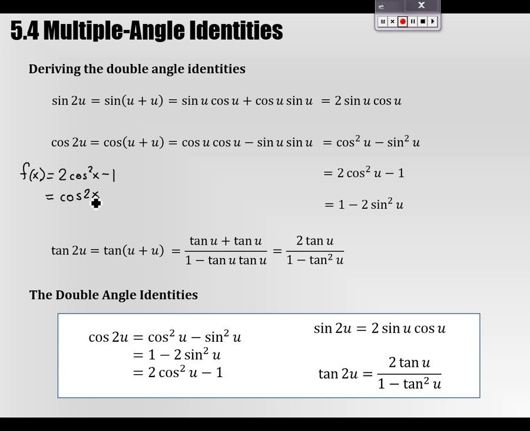The other thing that this makes me think of too is sine of 2u, for instance, or something like that. Well, we'll save something for the next slide, for a couple next slides here.